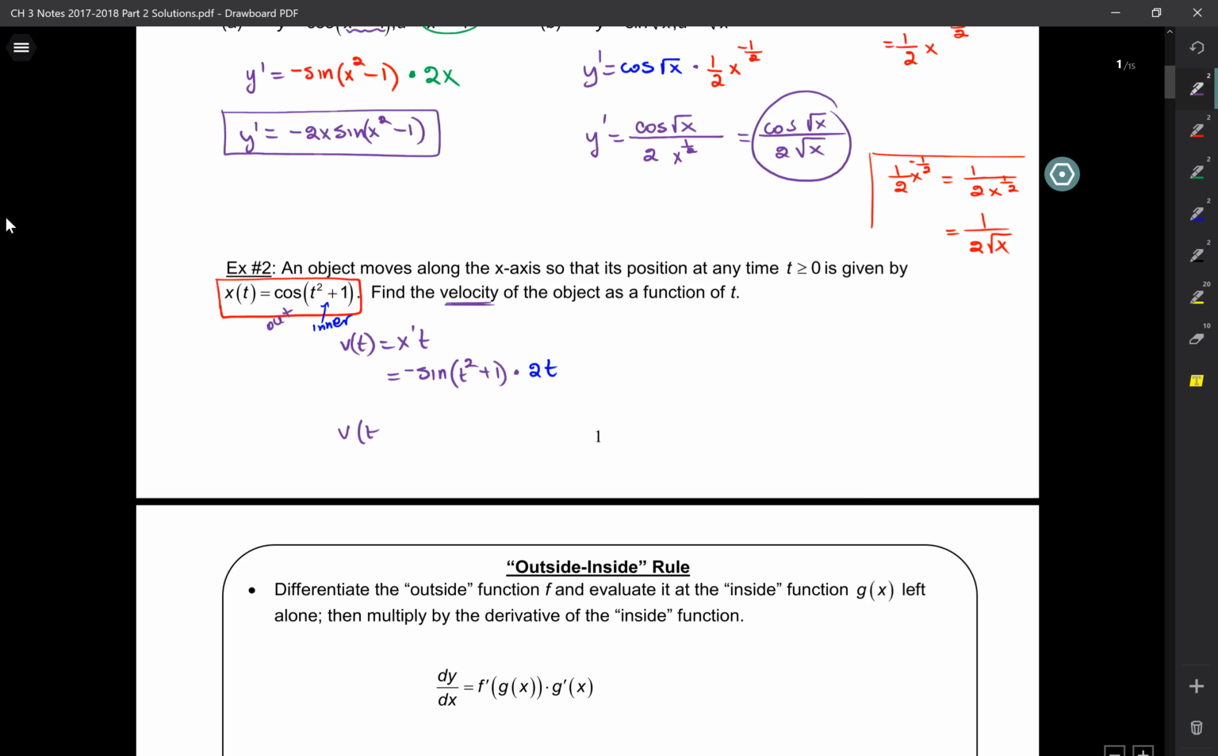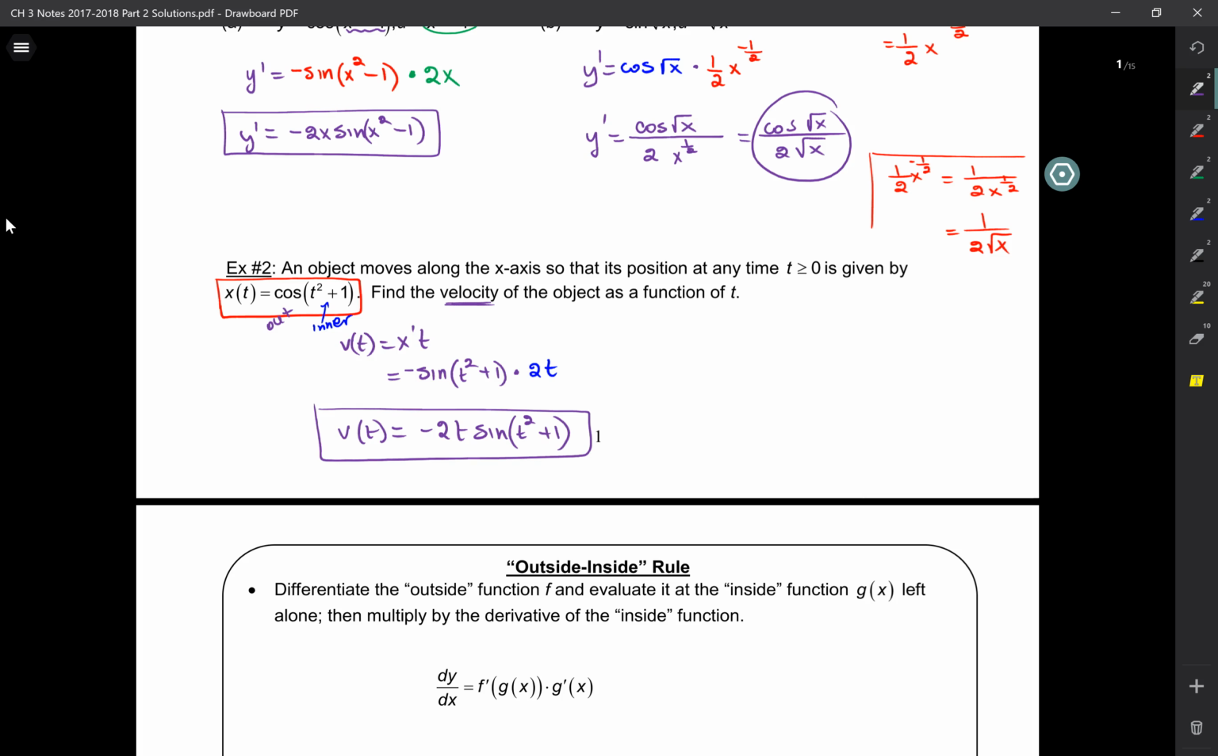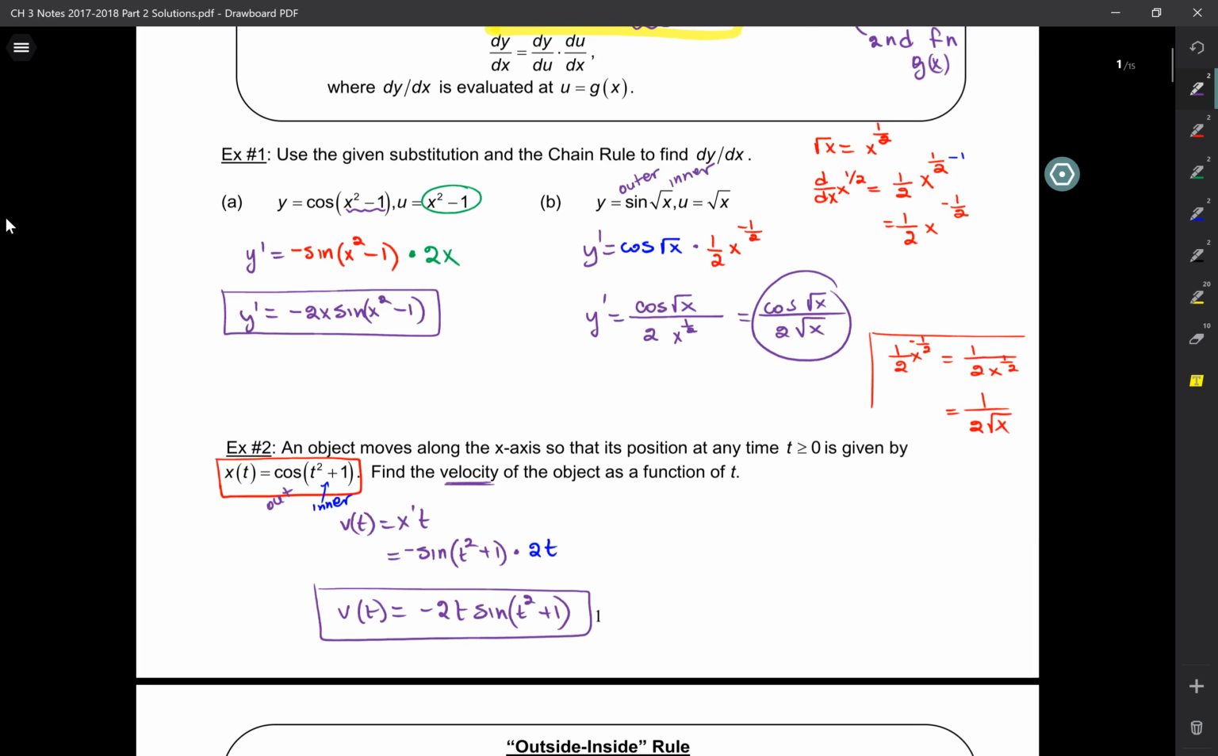So v of t? Correct. So that's the velocity as a function of t. It's the exact same thing because look at how similar the functions are. One is cosine of x squared minus 1, one is cosine of t squared plus 1. Why don't we have to do the product rule? Because this is not a product. This is one function. You don't have a cosine times another function. You have a cosine of another function.